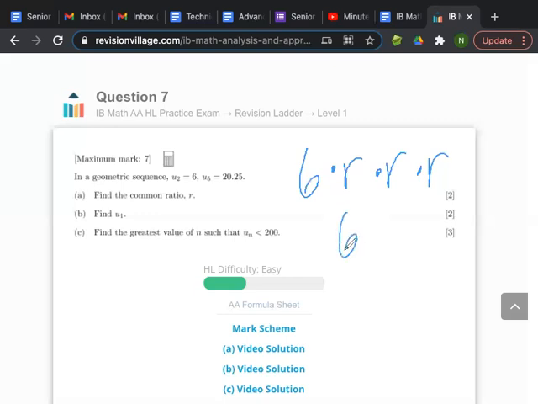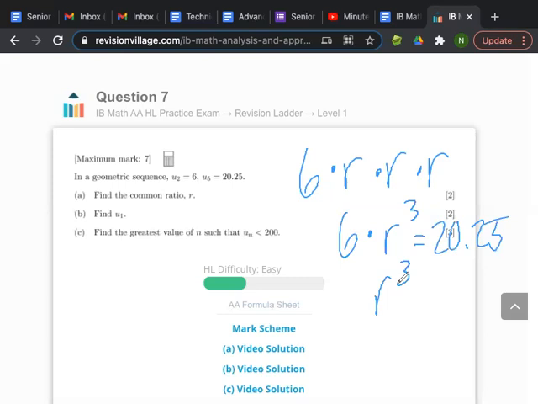So now I have 6 times R cubed is equal to 20.25. So from here, you would have R cubed is equal to 20.25 divided by 6. And then you take the cube root. Are we good? Math happens.